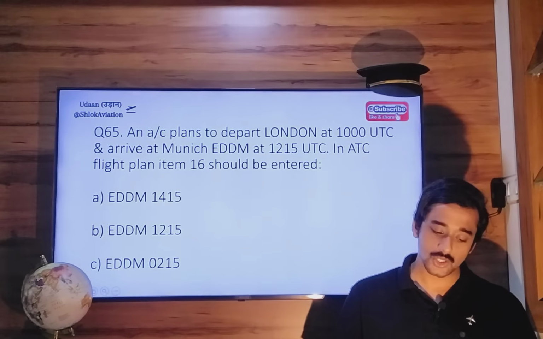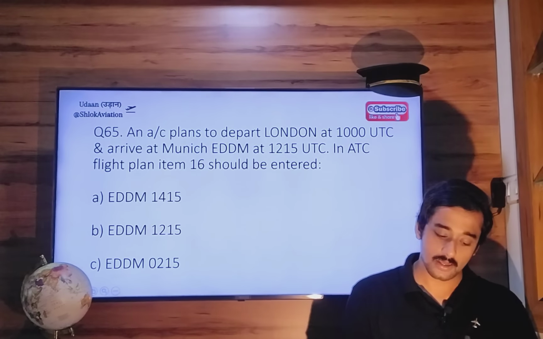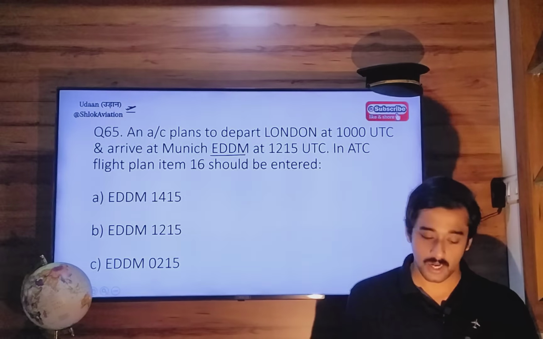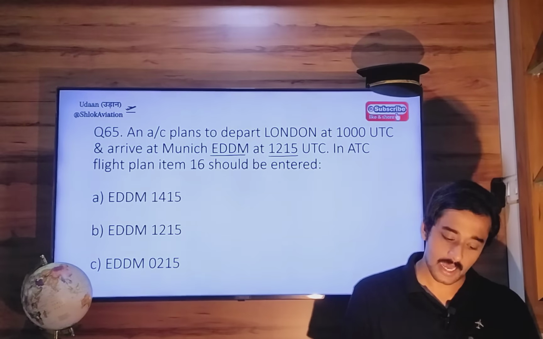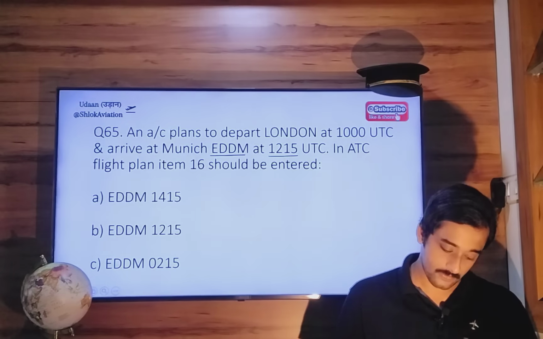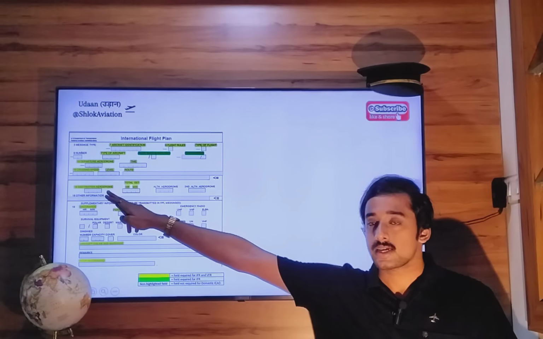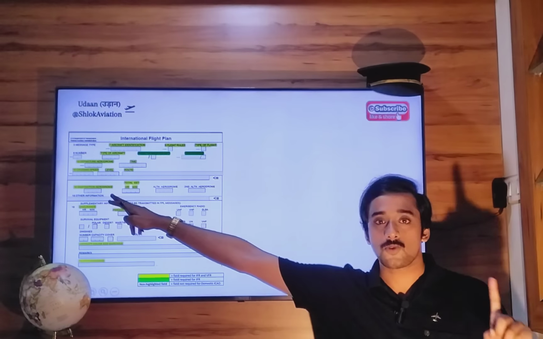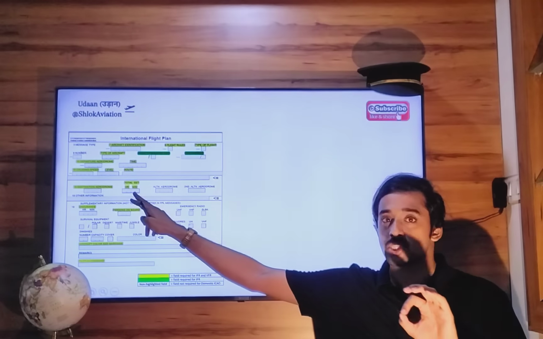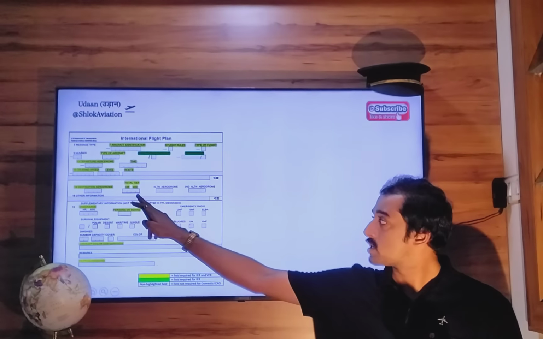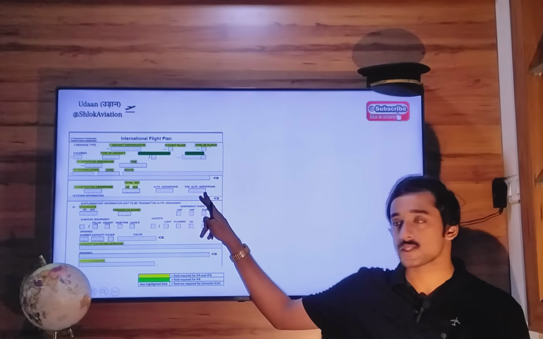65. Aircraft plans to depart London at 12 o'clock UTC time and arrive at Munich, airport code Echo Delta Delta Mike, at 1215 UTC. In the ATC flight plan, item 16 should be entered what? So this is your ATC flight plan, and here is your item number 16. Destination aerodrome: there is a box for destination aerodrome. Second box, total estimated elapsed time in hours and minutes. Next, alternate aerodrome box and second alternate aerodrome box.